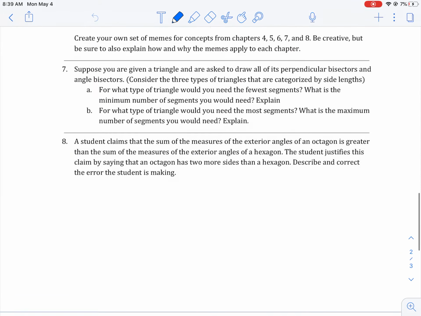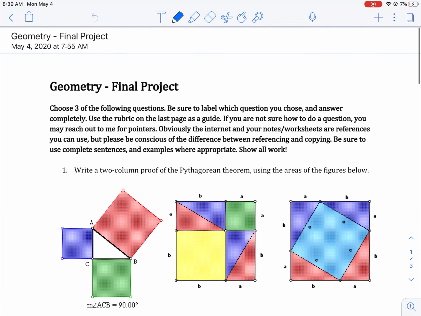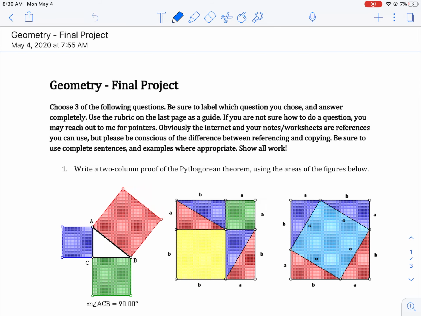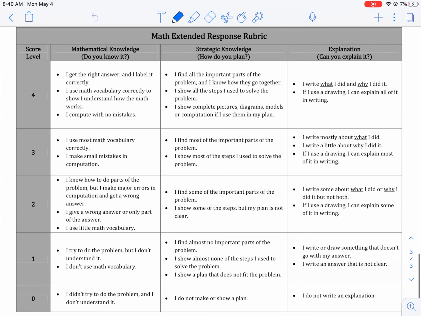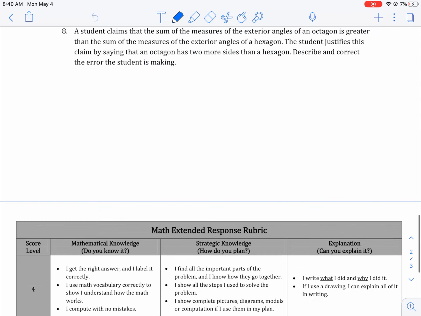You're going to choose 3 of the following problems. So I have this document. I've got 8 problems. You only need to do 3 of these. Do it on a separate document, and make sure that you label which question you chose and answer it completely. I did attach a rubric on the last page. This is how I will be grading these. So make sure that you follow this rubric when you're submitting these.